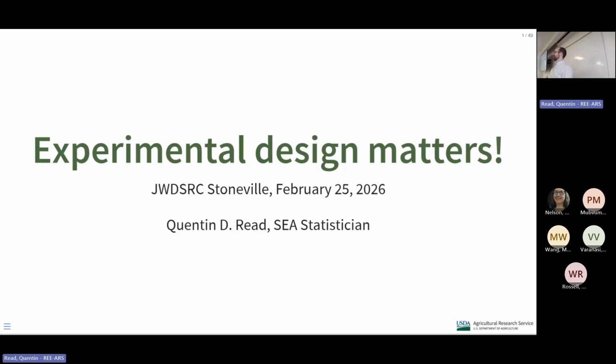Okay, so I call this "Experimental Design Matters." The matter that we're discussing is experimental design, but it also matters. How you design your experiments influences what scientific questions you can answer. So that's the double meaning there.